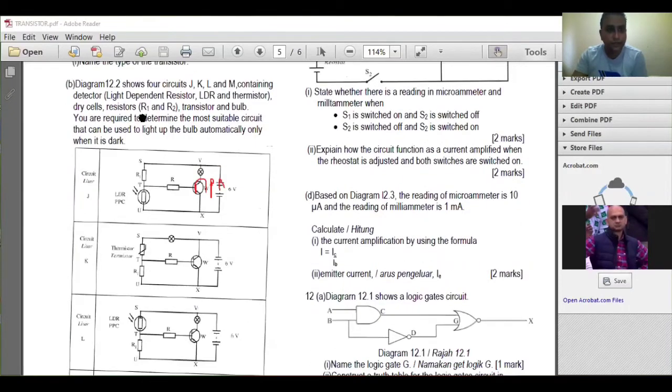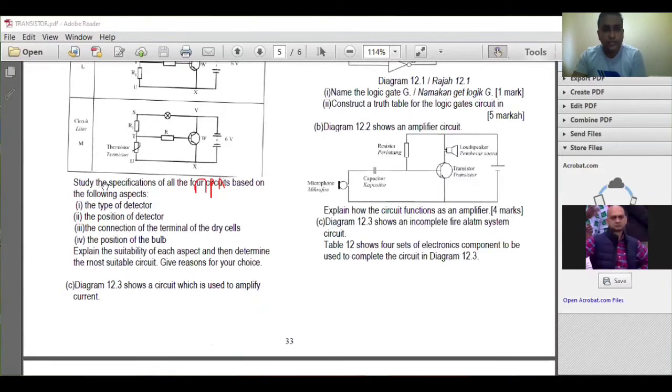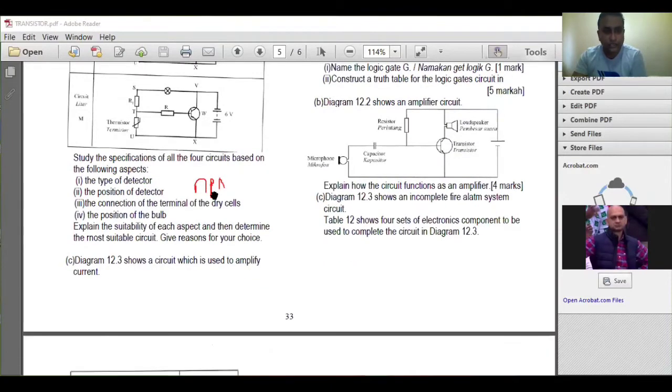Okay, next. Diagram 12.2 shows four circuits J, K, L, M containing a detector, light dependent resistor LDR, thermistor, dry cell, resistors R1, R2, and a transistor. I am required to determine the most suitable circuit that can be used to light up the bulb automatically only when it's dark. So you want it to light up automatically when it's dark. So study the characteristics of the four circuits based on the following aspects.